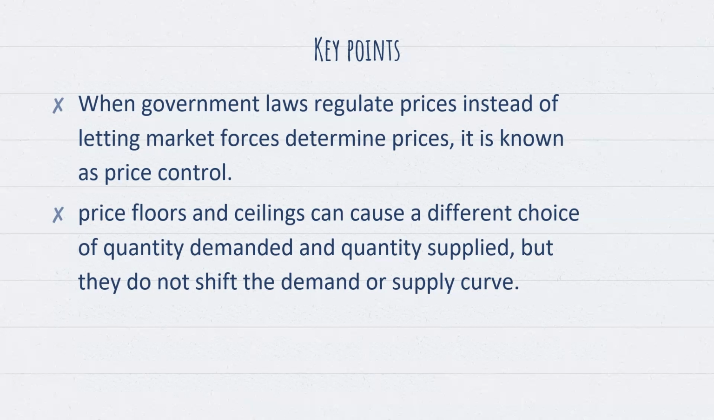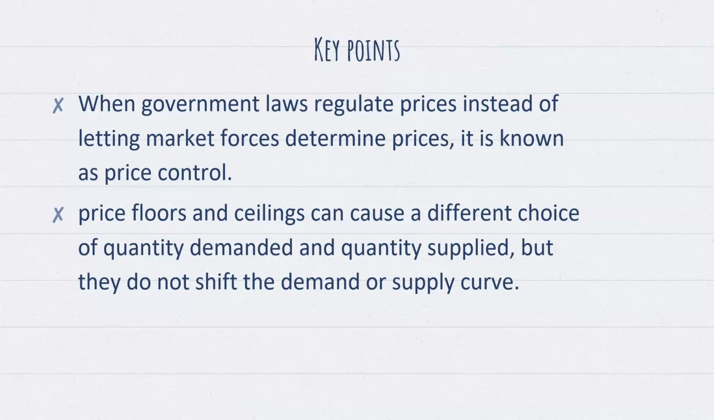When it comes to price control, there are two ways they do that: the price ceiling and the price floor. The price floor and the price ceiling might give you different quantities demanded and quantities supplied, but they do not shift the demand or supply curve. If you remember, a demand curve shift and a supply curve shift are different. That is the most important thing.